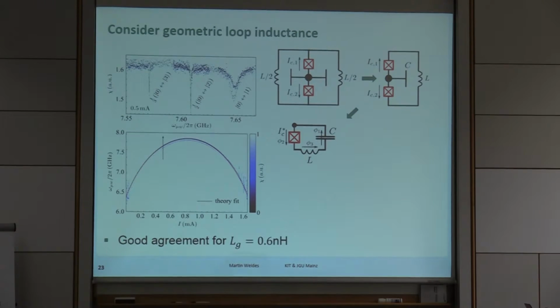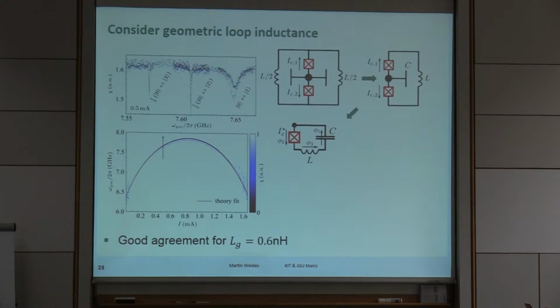And now to determine all these values, I, C, L, and C, we did spectroscopy over large ranges and also high-power spectroscopy, did lots of fittings, and then came up with a value for this geometric effective shunt inductance. It's about 0.6 nanohenry.